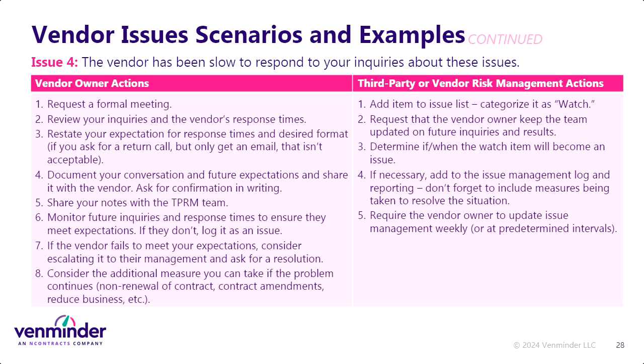And the final one is the vendor has been slow to respond. These are very, very similar. I don't know that I will necessarily go through them all, because honestly, it is the same process that is going to be done. The vendor owner has some specific actions. The third-party risk management team has their actions. They're both kind of watching out for each other and ensuring that the issue is tracked, managed, and escalated appropriately.